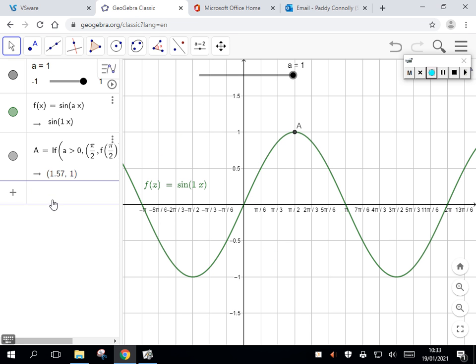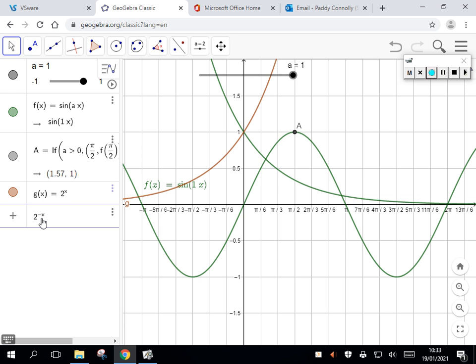If I put in a different function, for example 2 to the power of x, that's what the function looks like. When x is 0, 2 to the power of 0 is 1. If I change that now to 2 to the power of -x, you'll see that it has reflected across the y-axis, not the x-axis.